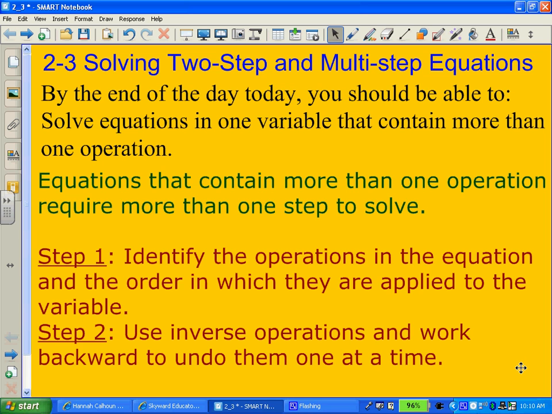So the first thing we do with a two-step equation is we identify the operations in the equation. And we did that same thing with one-step equations. We asked what is happening to our variable. And then we have to pay attention to which order they happen. And then the second step is to use inverse operations to undo the operations backwards. Okay? So let's look at some examples here.